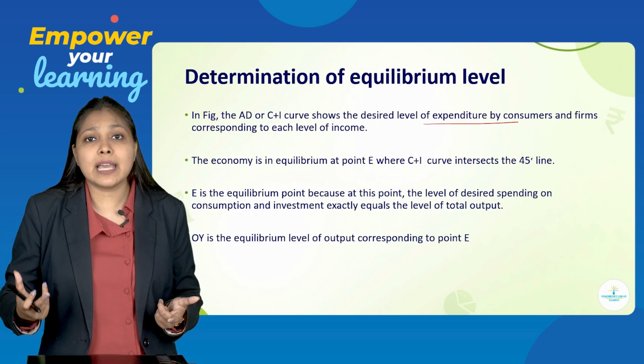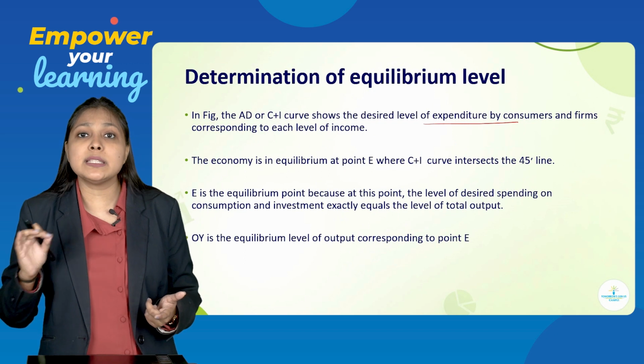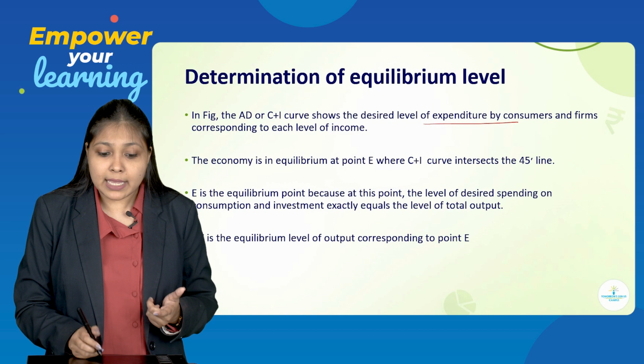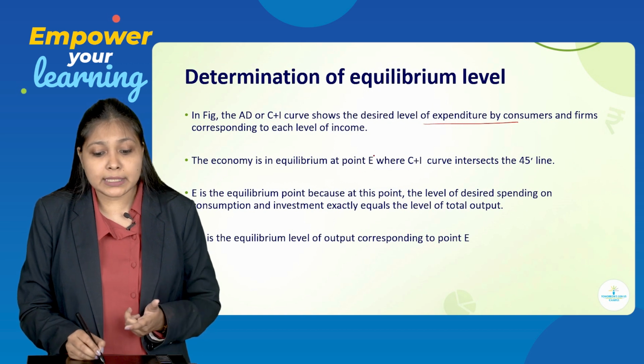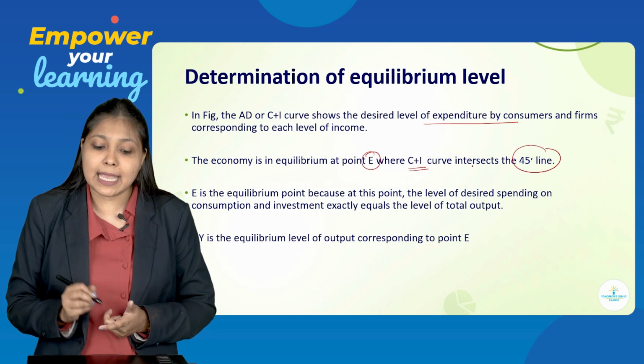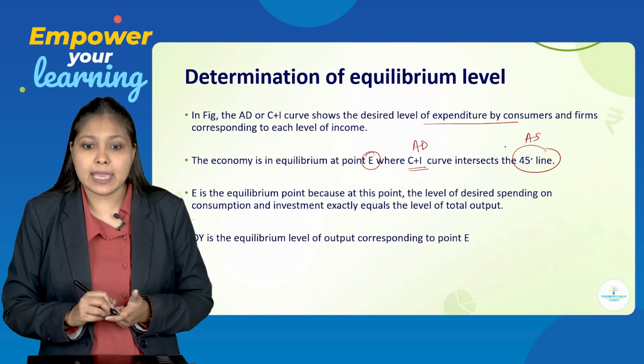Whenever you are writing the diagrammatic explanation, your first point should be what you are representing on x-axis and what you are representing on y-axis. Economy is at equilibrium at point E where C plus I curve intersects the 45-degree line. That is when AD is intersecting AS.